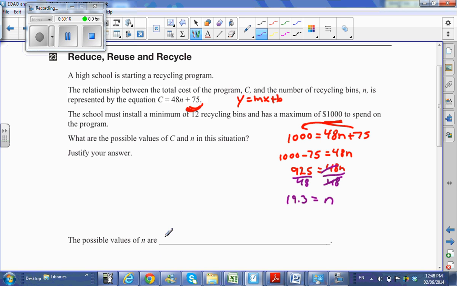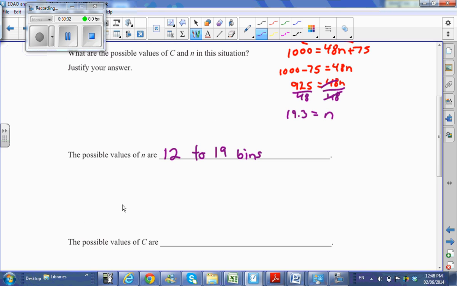That's the number of bins, so it's 12 to 19 bins. Even if that's 19.9, we can only go with 19, because 20 bins would actually put us over. Okay, so what's the possible cost going to be?